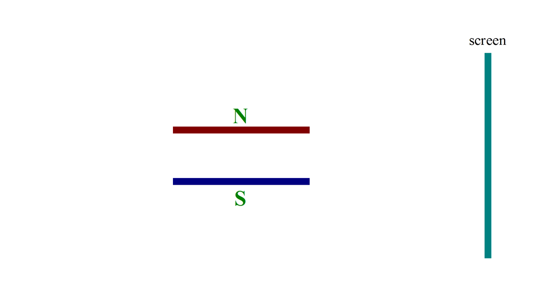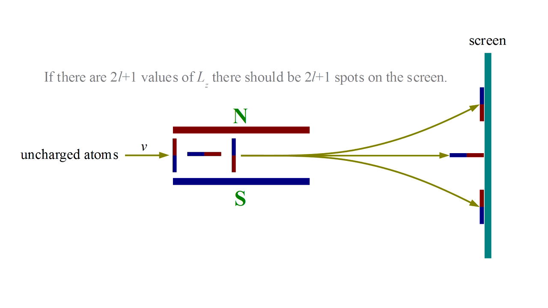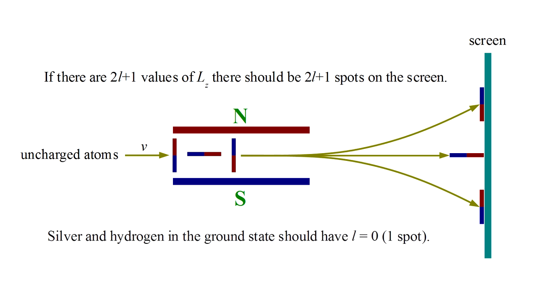Now consider a side view of our magnetic field. We put a screen at right and shoot uncharged atoms through the non-uniform magnetic field. If an atom has a magnetic dipole with south pole up, the atom will curve upward. If the dipole is horizontal, there will be no net force, and the atom will travel straight. If the dipole has its north pole upward, the atom will curve downward. Each dipole orientation will produce a spot on the screen. If these dipoles are due to orbital motion of an electron, then, as we've seen, there should be an odd number of spots. For silver and hydrogen, we should expect to see a single spot. However, both experiments found two spots.